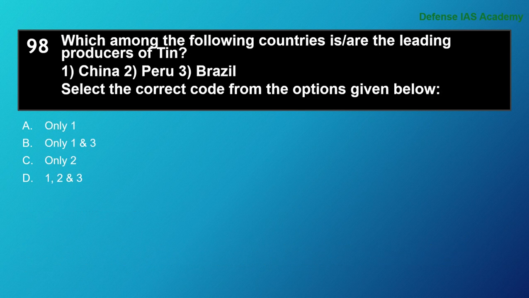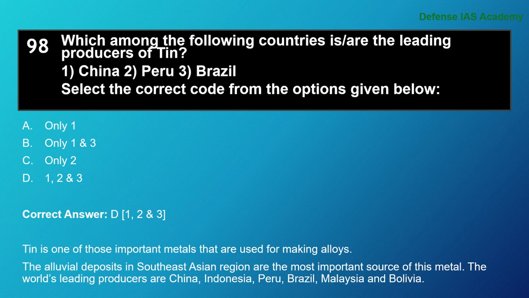The metal aluminium is obtained from bauxite. Bauxite is first converted into alumina, and then alumina is further processed to get the final metal called aluminium. Bauxite occurs widely in clay deposits, but not all deposits are economically workable. Next question, which among the following countries are leading producers of tin?